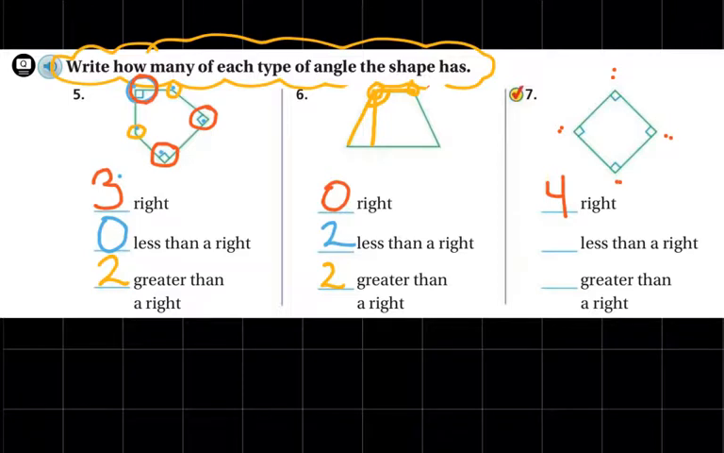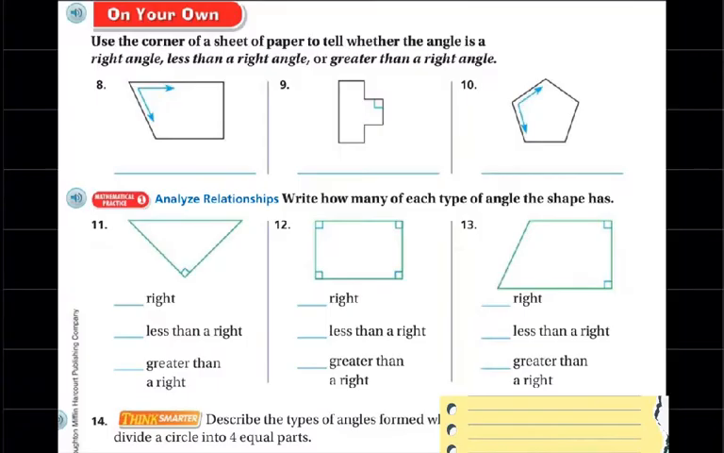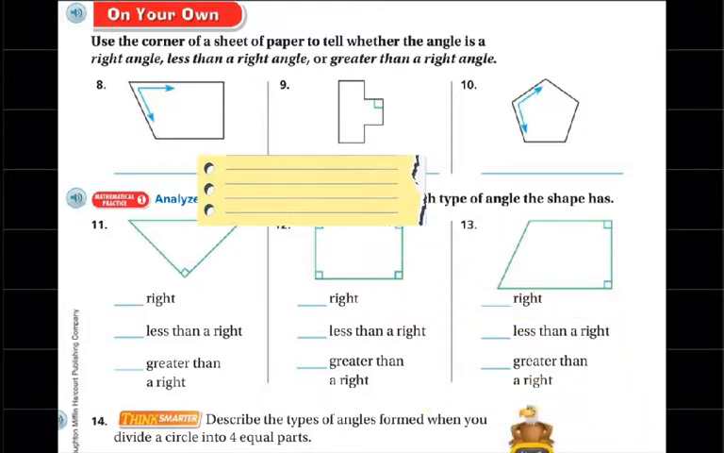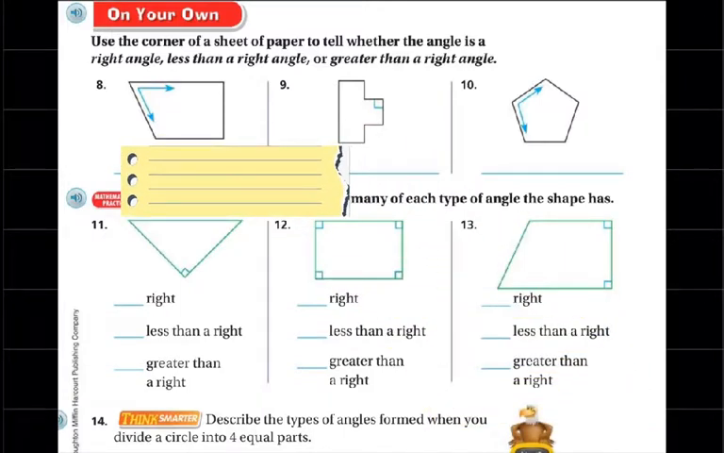Okay, and I want to finish off this video by showing you one more strategy that the book is giving you to determine or to compare angles with a right angle. So you can say if it's less than or greater than a right angle. What they say is, I'm going to bring up my piece of paper here. They say use the corner of a sheet of paper to tell whether the angle is a right angle, less than a right angle, or greater than a right angle. Okay, we can do that.